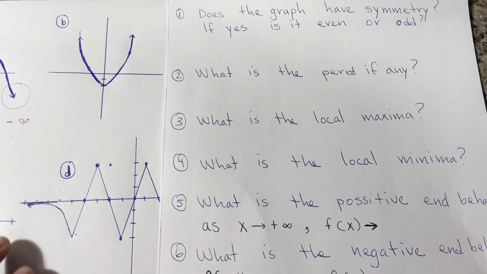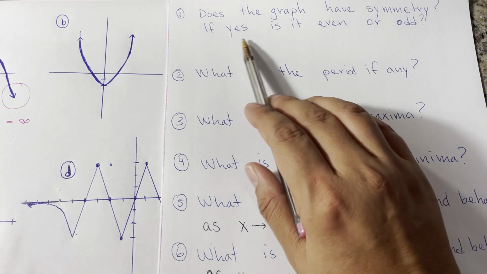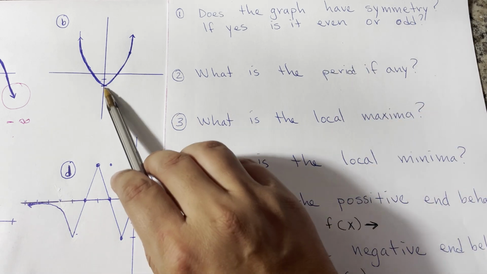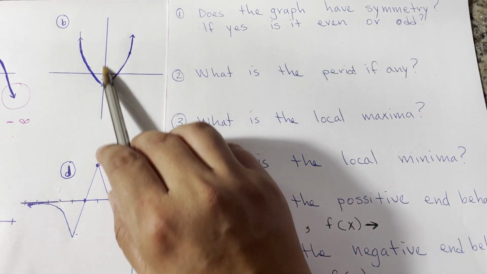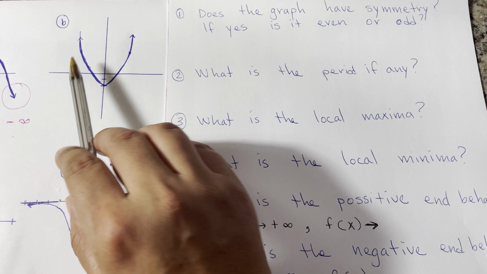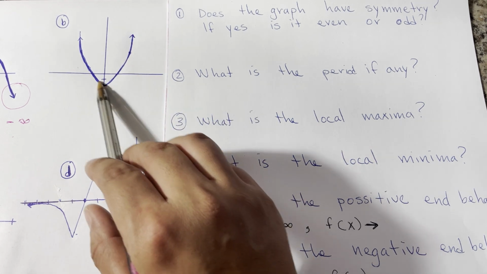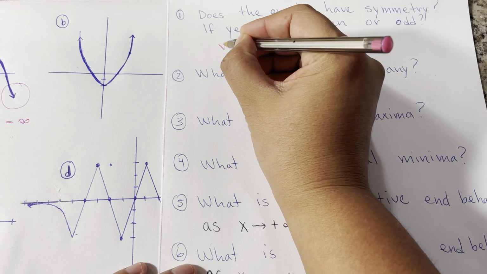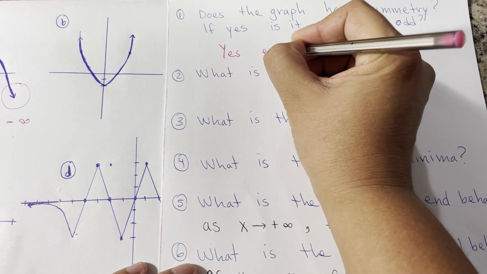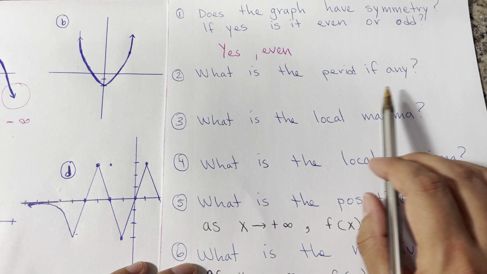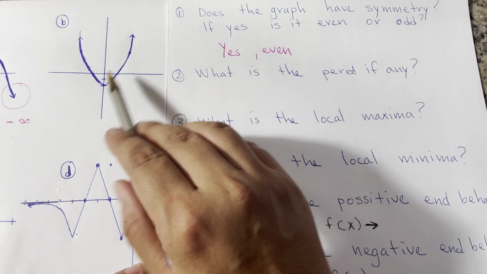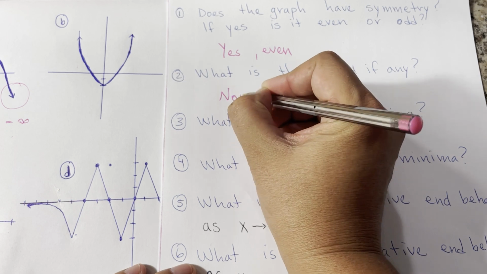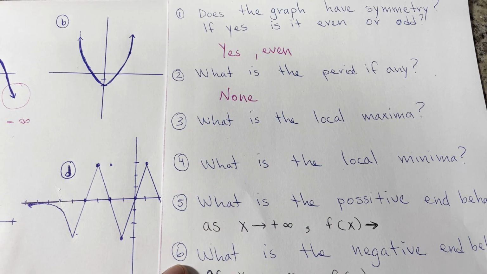Okay, same questions for graph B. Does the graph have any symmetry? If yes, is it even or odd? Well, if we fold it on y, yeah, it matches. This little hand matches this little hand. So yes, and it's even. What is the period, if any? I don't see any repetition in the graph, so none, because there is no periodicity.